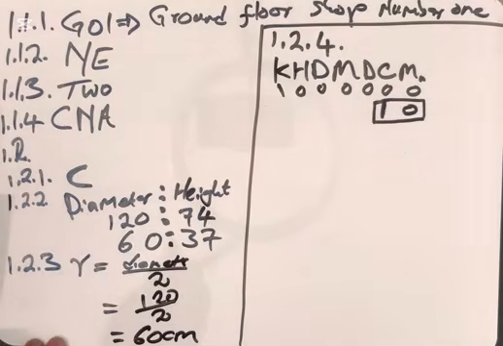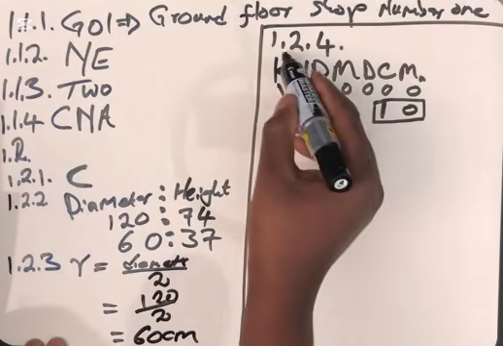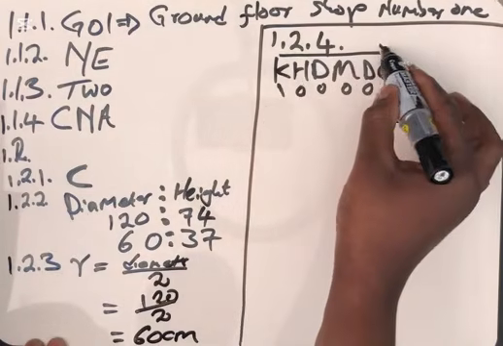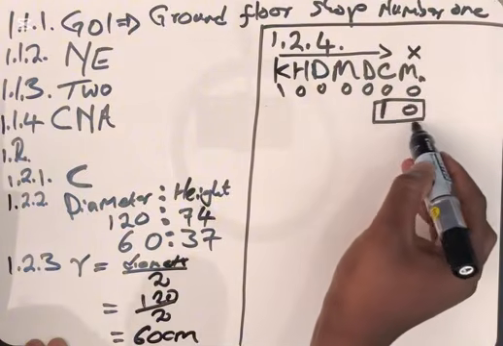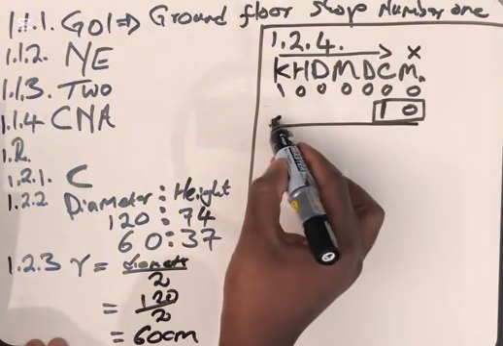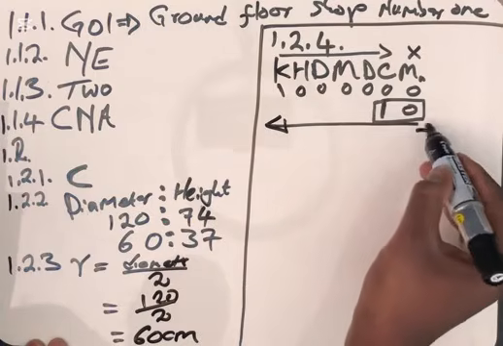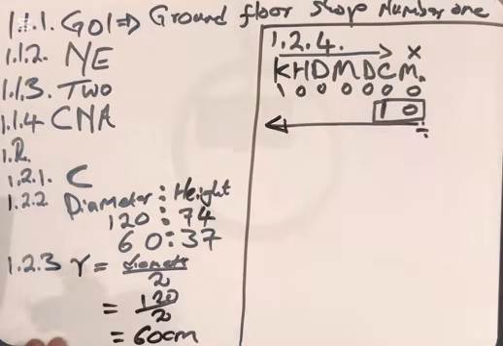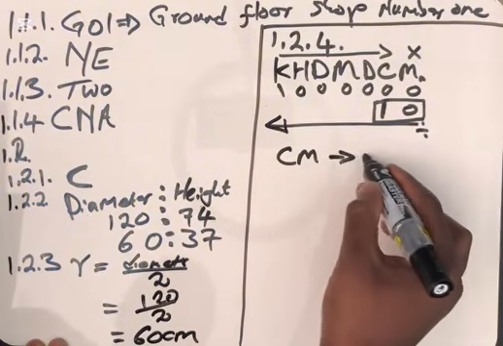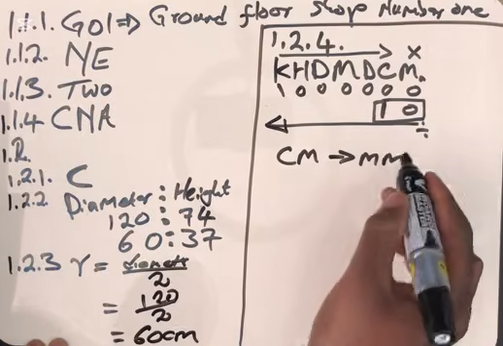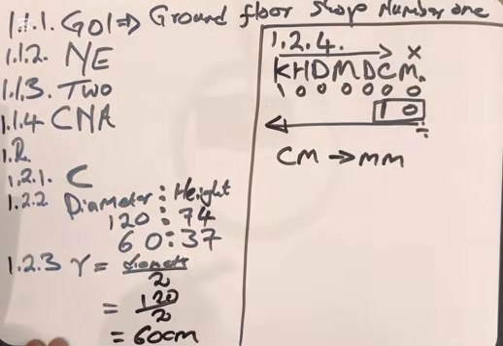And we know from bigger units to smaller units, we multiply. From smaller unit to a bigger unit, we divide. So in this case, we are converting from what? We are converting from centimeters to millimeters. Meaning that we are converting from big to small.